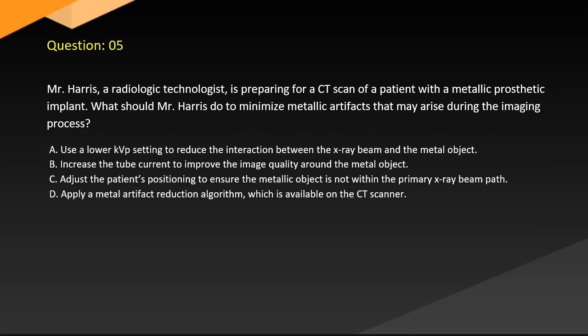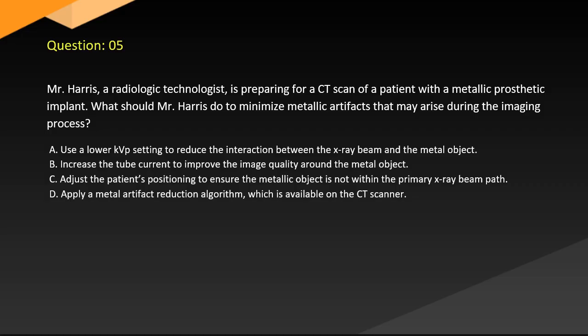Question 5. Mr. Harris, a radiologic technologist, is preparing for a CT scan of a patient with a metallic prosthetic implant. What should Mr. Harris do to minimize metallic artifacts that may arise during the imaging process? A. Use a lower kVp setting to reduce the interaction between the X-ray beam and the metal object.